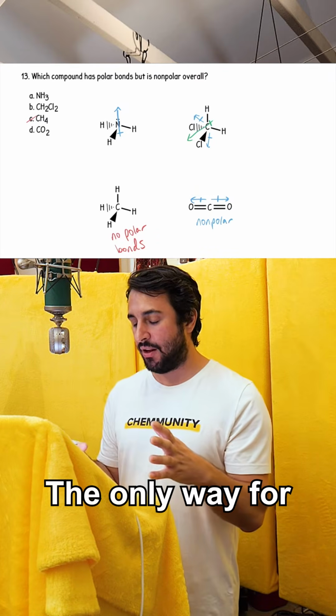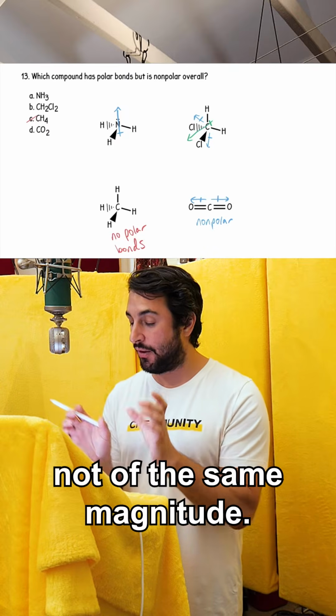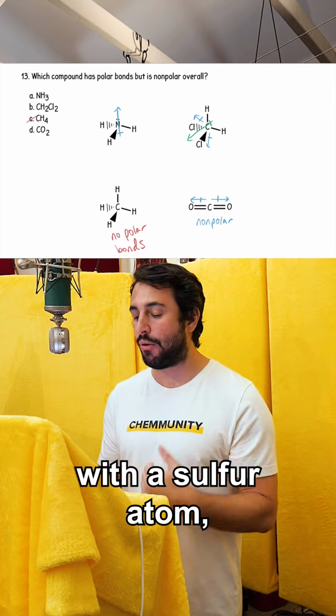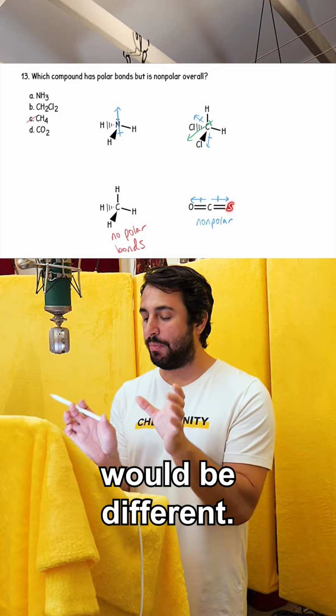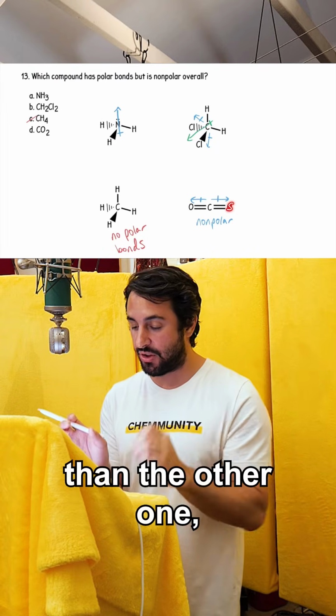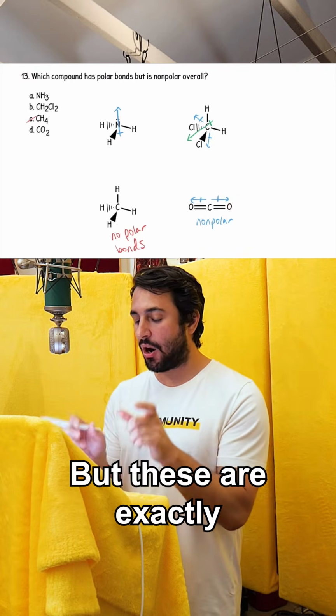The only way for this to have been polar is that the bond dipoles could be not of the same magnitude. So for example, if we replaced one of these oxygen atoms with a sulfur atom, then we would retain some overall dipole because the magnitudes would be different. We would have one bond dipole being longer and stronger than the other one, so it would retain some polarity overall. But these are exactly the same.